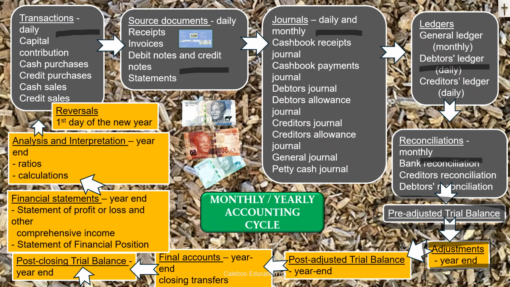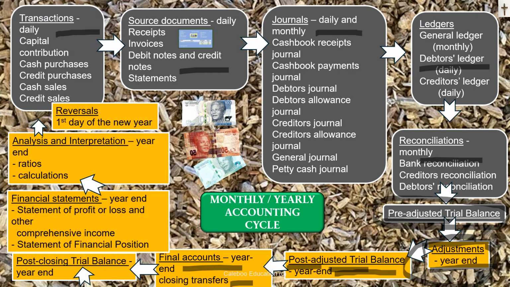Then, like I mentioned, after adjustments, there's a post-adjusted trial balance. So you have a pre-adjusted trial balance, adjustments are done, a post-adjusted trial balance, then there are closing transfers and final accounts to record the gross profit and the net profit. It's the trading account and the profit and loss account.